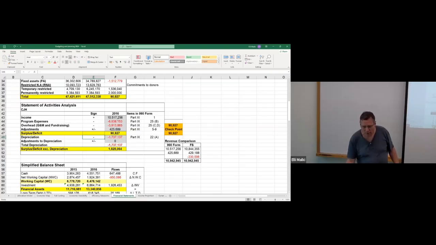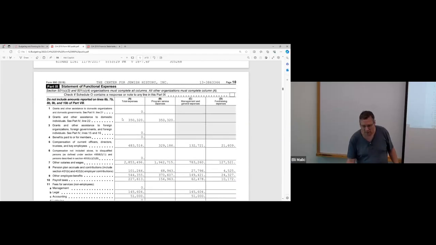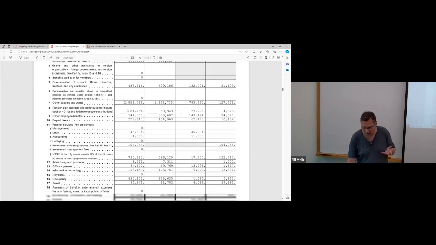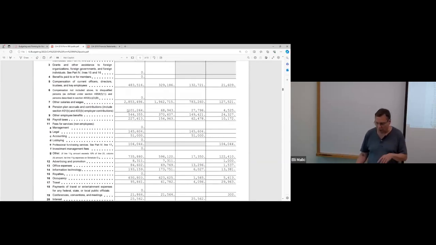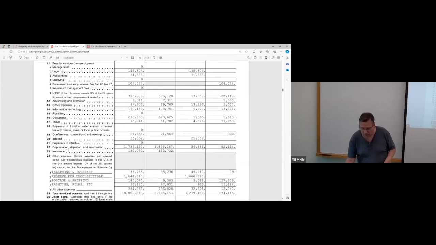And we go back to part 9. Part 9 is the expenses. Now here we look only at column A, on the total, because it's not important to us how the depreciation is broken down between programs and overhead. We go to line 22, and this is the amount for the depreciation. So in our statement of activities of the total expenses, 1.737 was an estimate, not an actual expense for depreciation.